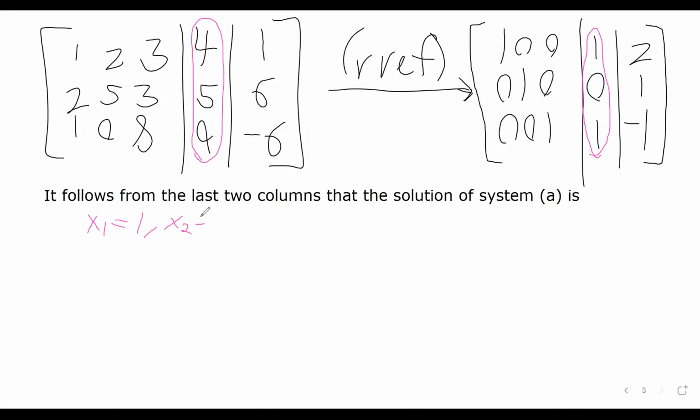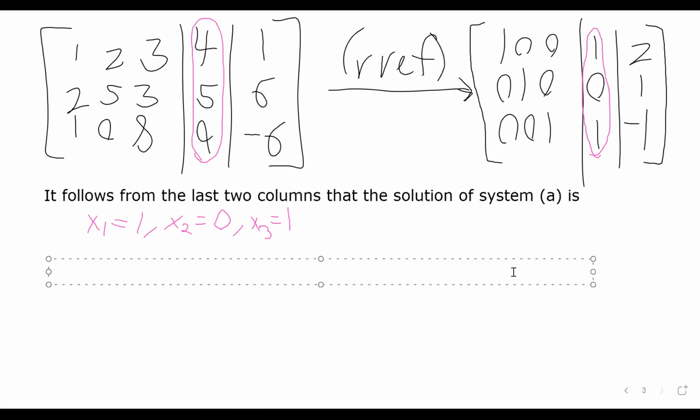x2 is equal to 0. And x3 is equal to 1. Right? And so now you have the unique solution of the first linear system.